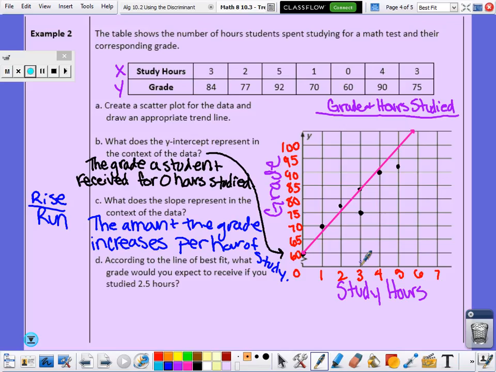All right, and part D. According to the line of best fit, what grade would you expect to receive if you studied 2.5 hours? So let's go over here. Here's 2, here's 3. We're going halfway between them. If we zoom up, you're going to expect right about an 80%. We could even write a range there. Maybe it's not exactly 80, maybe it's somewhere between 75 and 80. Or maybe we want to get more specific and say 77 and, or maybe 79 and 81.